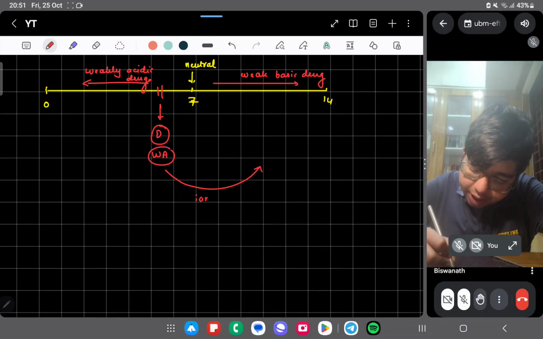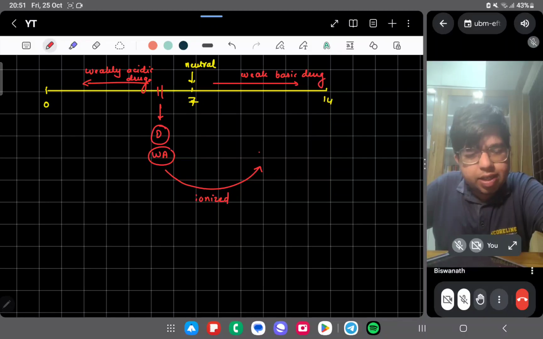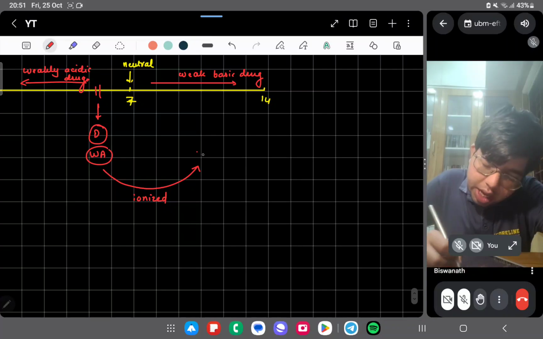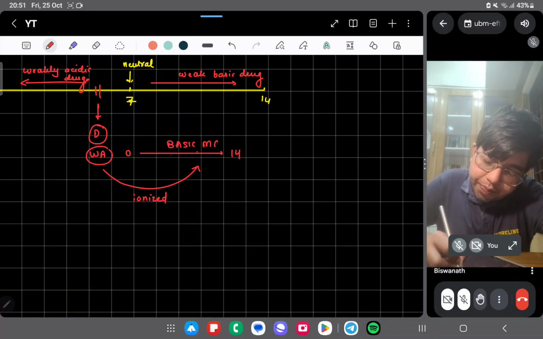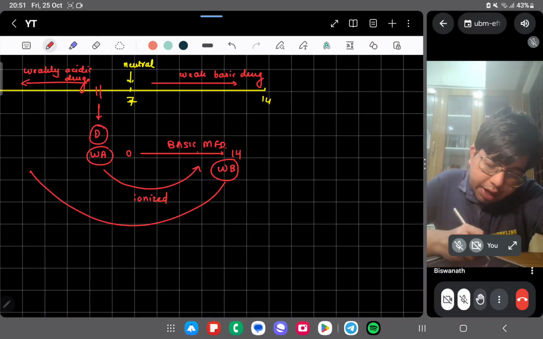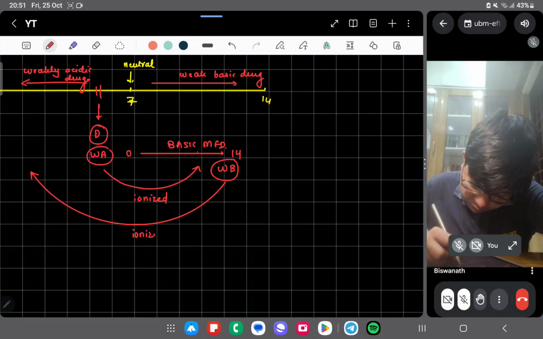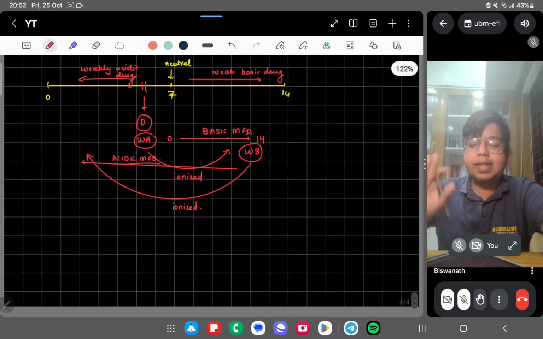It is being ionized. It is being converted, or you can say ionized, for basic uses into other drugs as it moves from 0 to 14 in the basic medium. And then a weakly basic drug is ionized as it moves here in the acidic part. This is the basic concept.